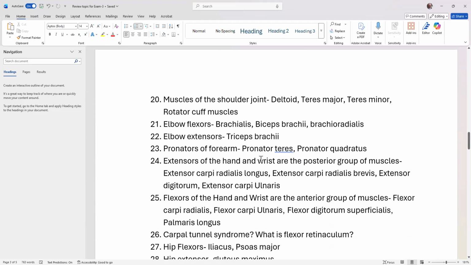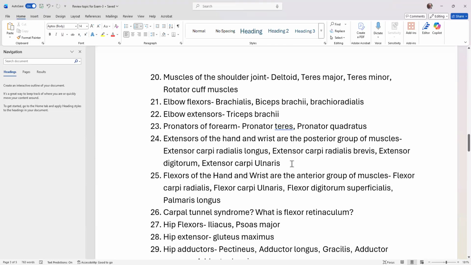What are the extensors of the hand and wrist, which are the posterior group of muscles? Always the posterior group of muscles are the extensors. And the extensors of the hand, of the wrist are extensor carpi radialis longus, extensor carpi radialis brevis, extensor digitorum, and extensor carpi ulnaris. These muscles you should know, especially for the practical exam.